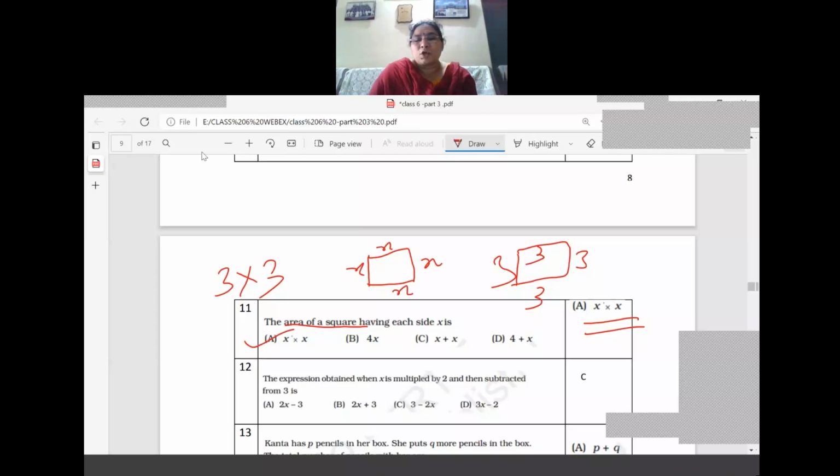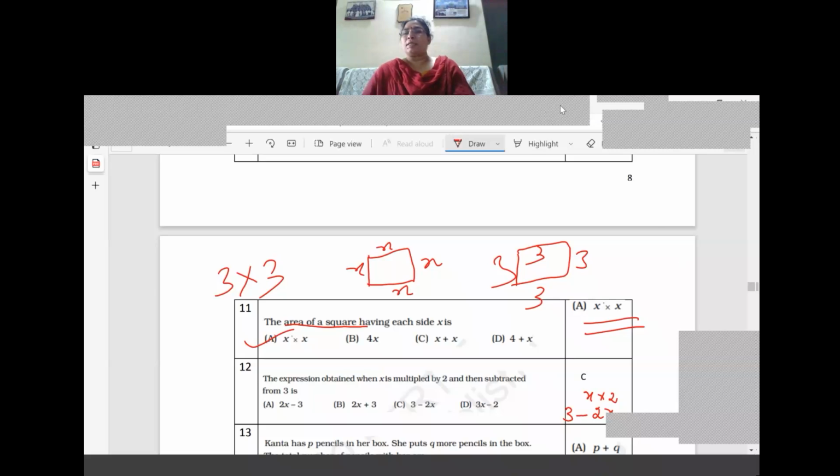Now the expression obtained when x is multiplied by 2 then subtracted from 3. Expression obtained when x is multiplied by 2, that means x into 2 only, so we should write it 2x. Now subtracted from 3. That means 3 is the main, from 3 only we are subtracting. So 3 should come first, right? So 3 minus 2x will come. So which is the option? 3 minus 2x, that is C only, the correct option.